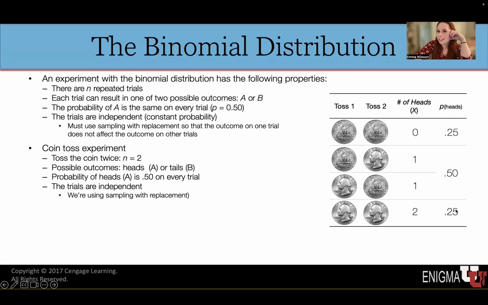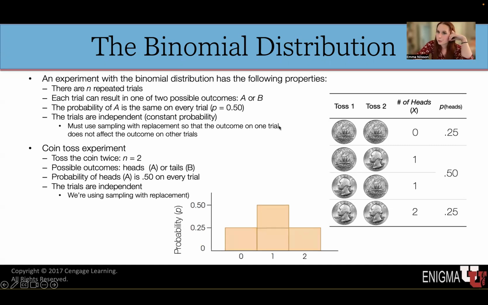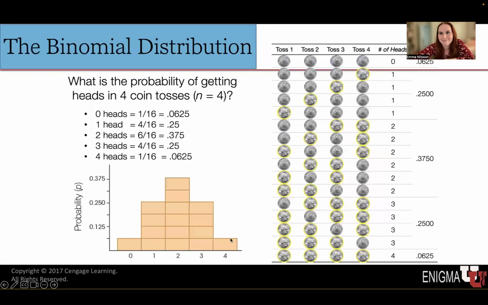Here are the probabilities of getting all of these outcomes. The probability of getting 0 heads is going to be 1/4. The probability of getting 1 head is 0.5 or 1/2. And the probability of getting 2 heads is 1/4 or 0.25. If we graph that out on a frequency distribution histogram, this is what our probability looks like. Interesting shape, right? Keep that in mind.